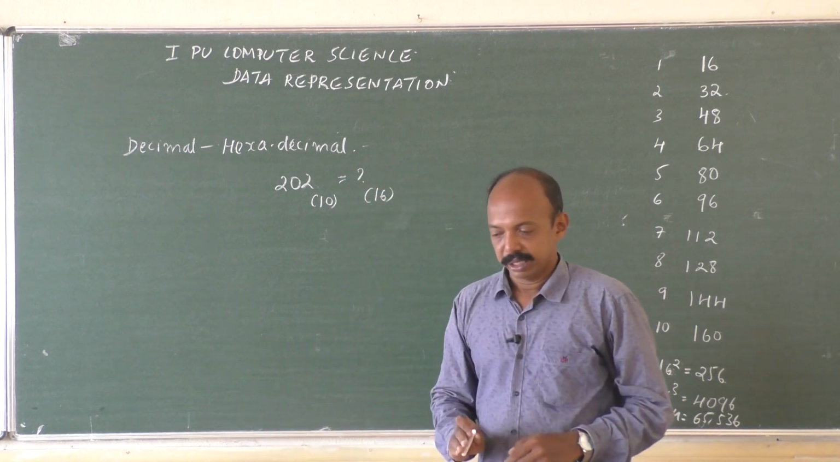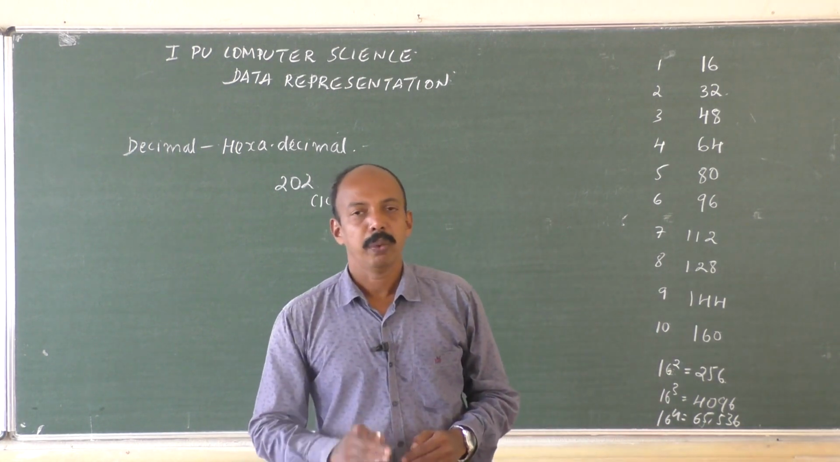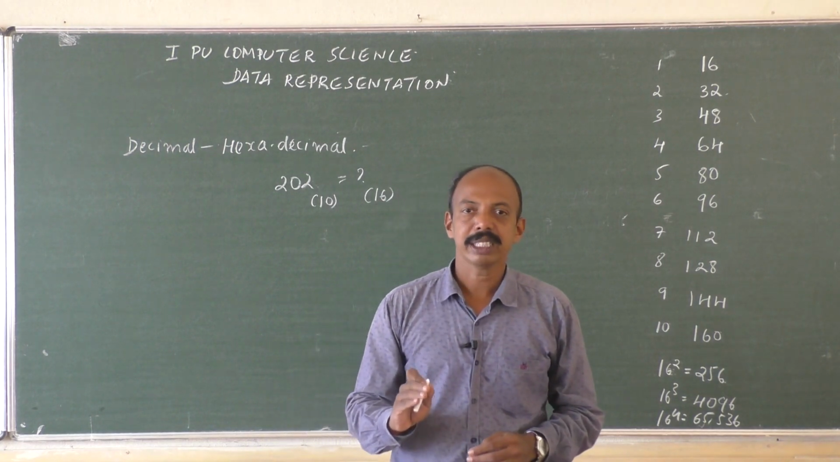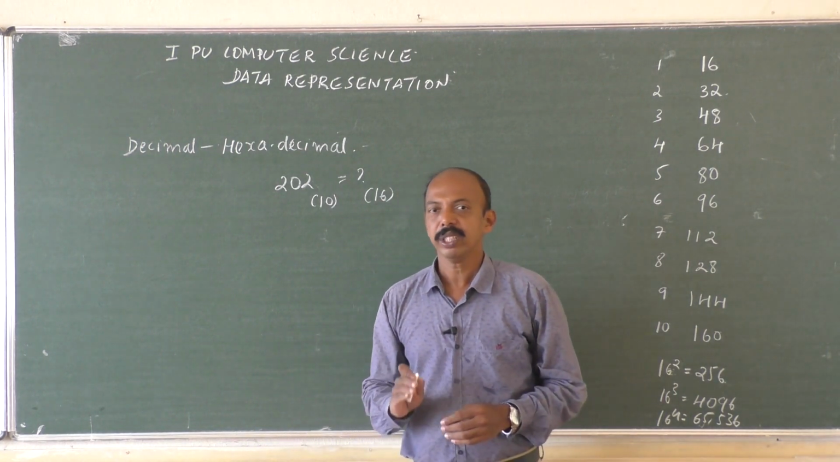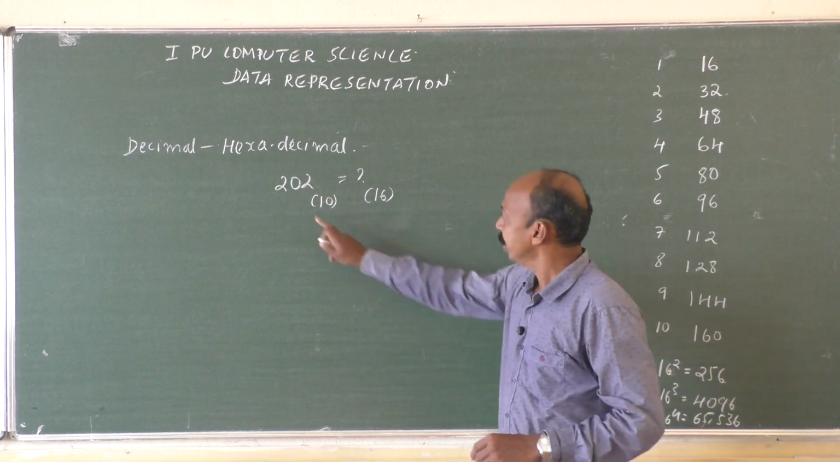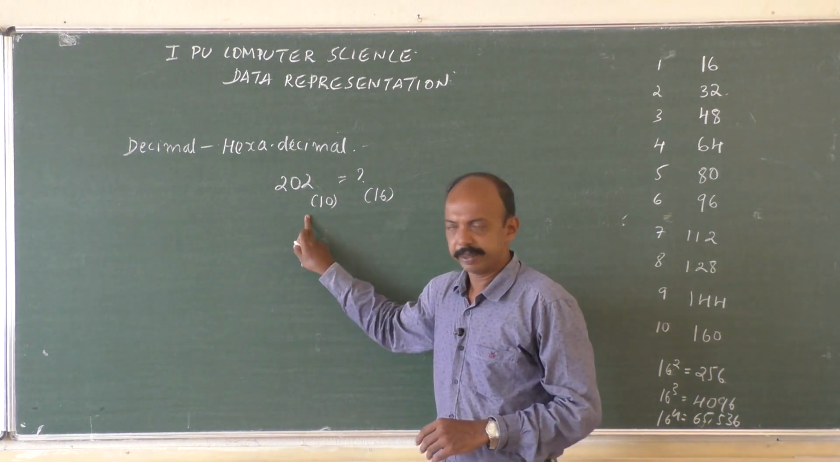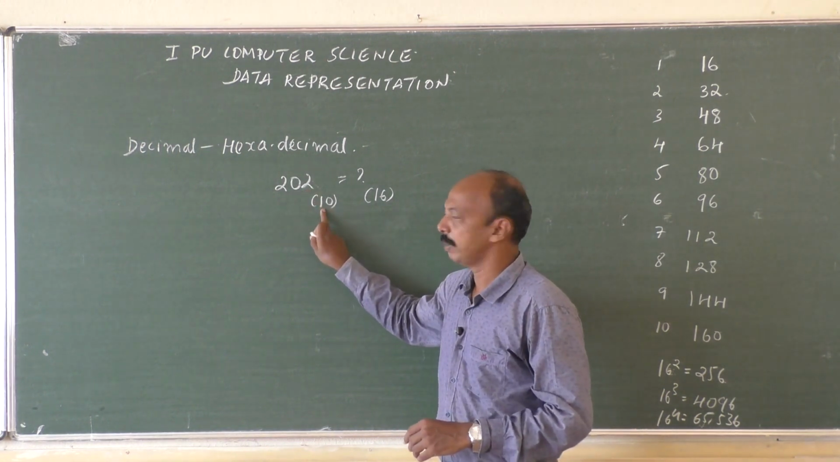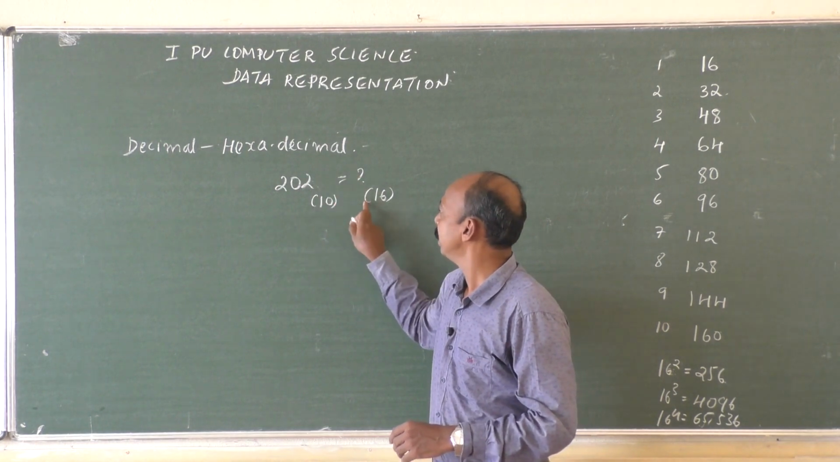And one more thing, with respect to conversions, one 5-mark question will be asked every time. So what should be done here? It's 202 to the base 10, how much is it to the base 16?